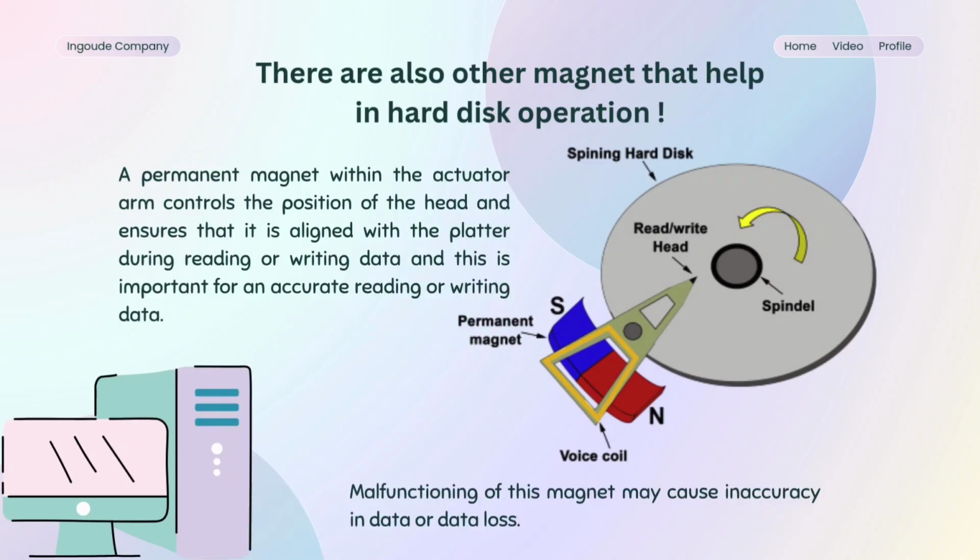In addition, a permanent magnet within the actuator arm controls the position of the head and ensures it is aligned with the platter for accurate reading or writing of data. And malfunctioning of this magnet may cause inaccuracy in data or data loss.